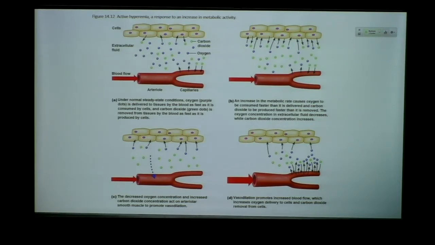Just to have a bit of a review here, what is the function of oxygen as it comes into the tissues? Where is it going? When we deliver oxygen to cells, where exactly are they going? What are they doing? What's the function of oxygen? Yep, exactly. So it's the final electron acceptor for the production of ATP.